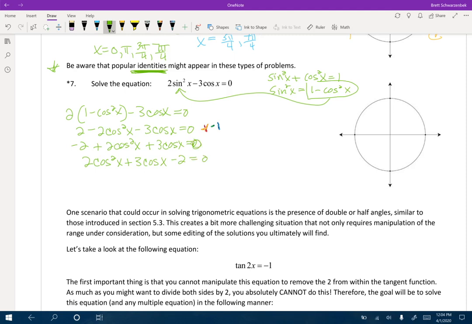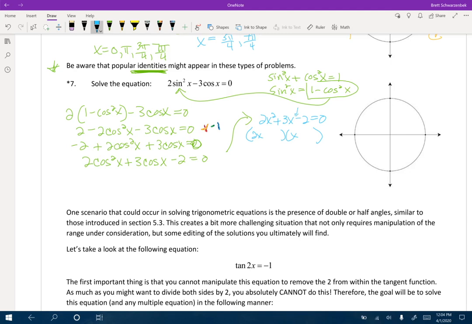Okay, so now again, where are we? This is very similar to something that would look like this. 2x squared plus 3x minus 2 is 0. Okay, so if we were to factor that, what would that look like? Well, again, it would have to be 2x and x. The other two numbers would have to be 1 and 2. Because this is a negative, that means the signs are opposite.